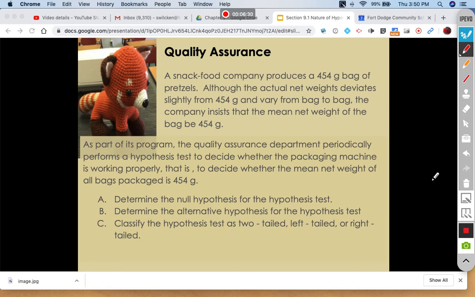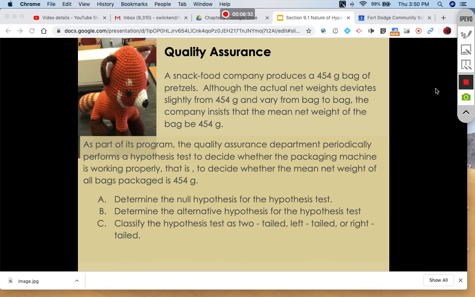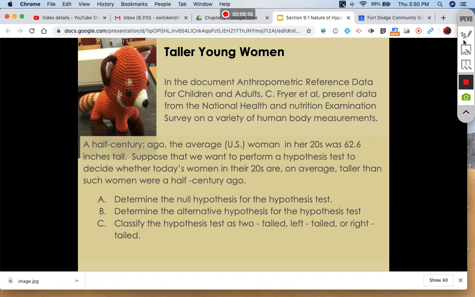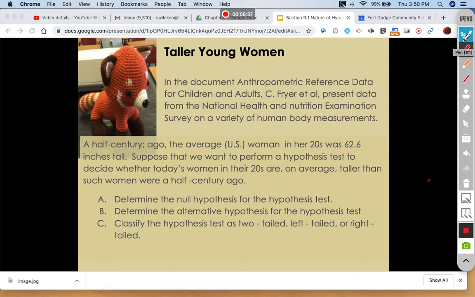Let's look at the next example. About half a century ago, they found the average U.S. woman in her 20s was 62.6 inches tall. We want to say we have gotten taller in the past half century. So we want to say now that the average woman's height is taller than 62.6 inches. So again, what's your null hypothesis? What's your alternative hypothesis? Is this two-tailed, left-tailed, or right-tailed?